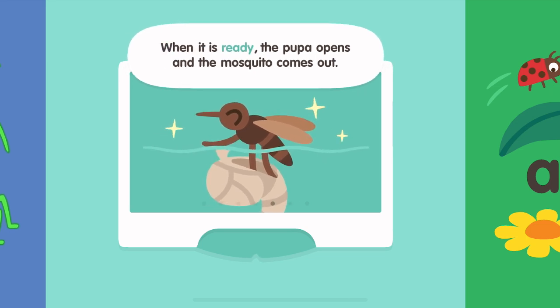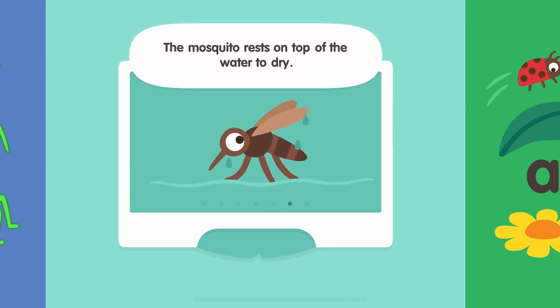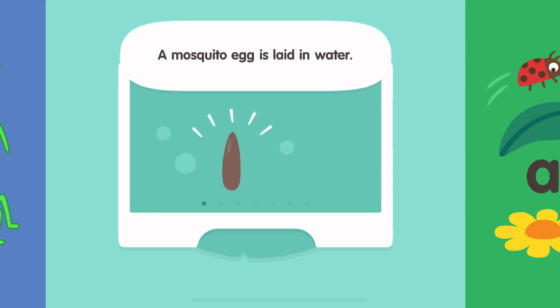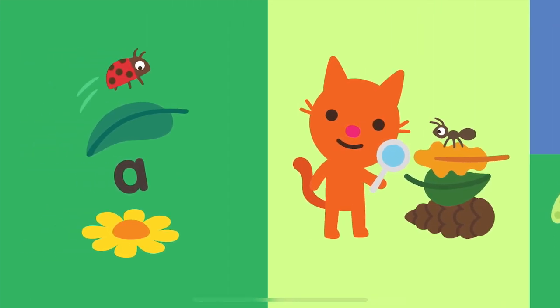When it is ready, the pupa opens and the mosquito comes out. The mosquito rests on top of the water to dry. Then it flies away, looking for food and a mate. A mosquito egg.